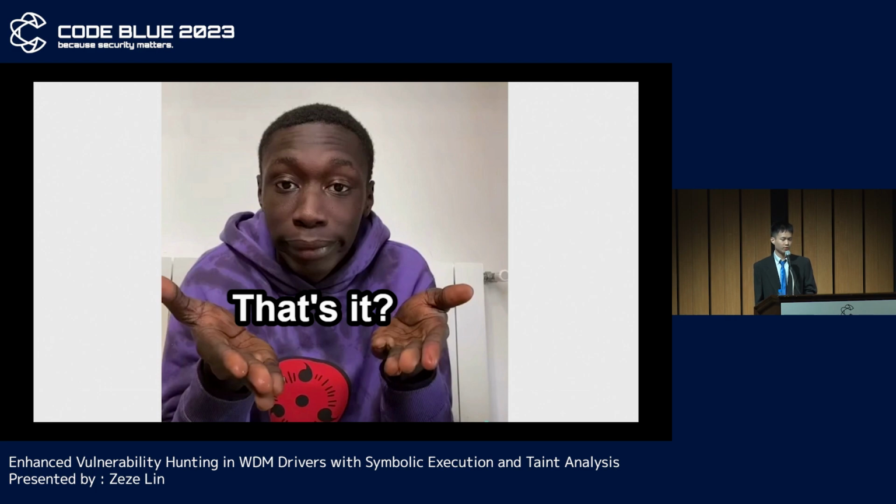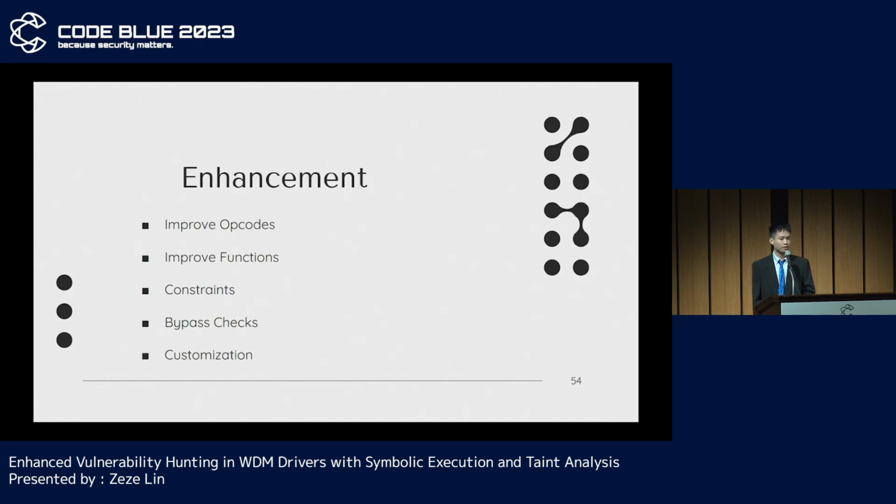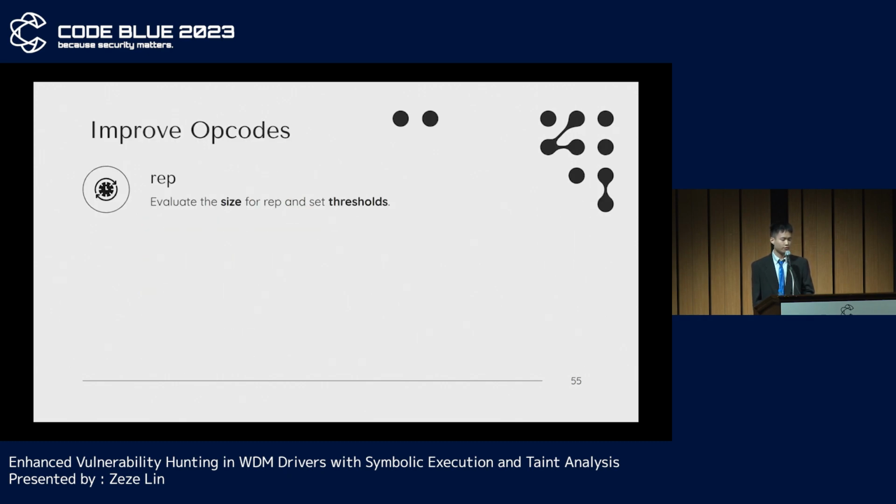Well done. We have finished all types of vulnerabilities. But what about the enhancement? So let's talk about the enhancement made to get better performance. There are 5 enhancements made by IOCT-lens to get better performance. The first one is improving opcodes.